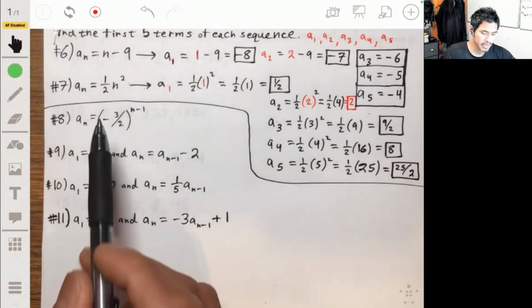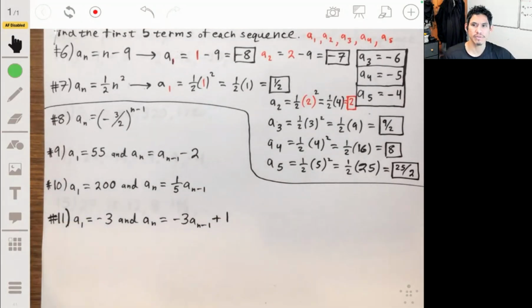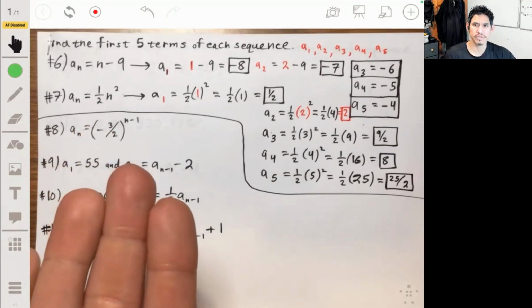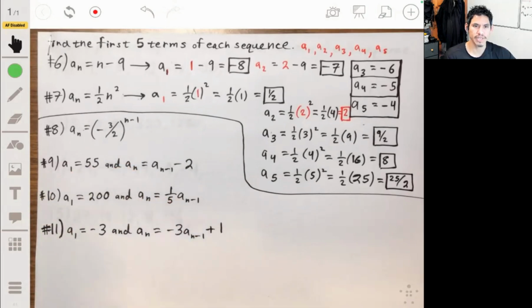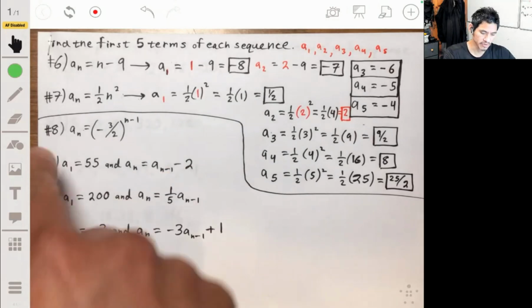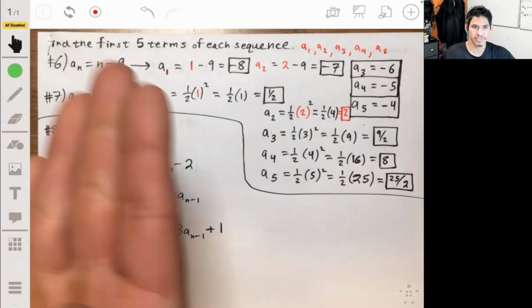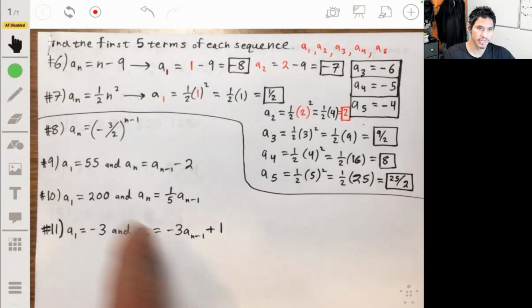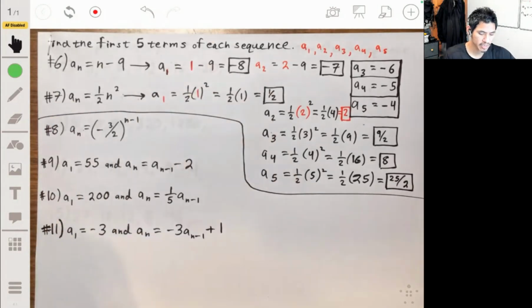All right, let's look at number 8. Again, try these problems on your own once you're catching on, and then you can check to see if you're getting the right answer. So maybe pause the video before I do the problem, try it on your own, and then check in. So let's look at problem 8.